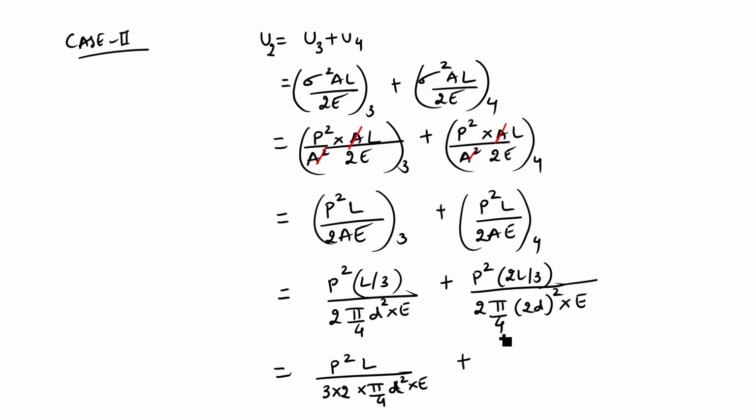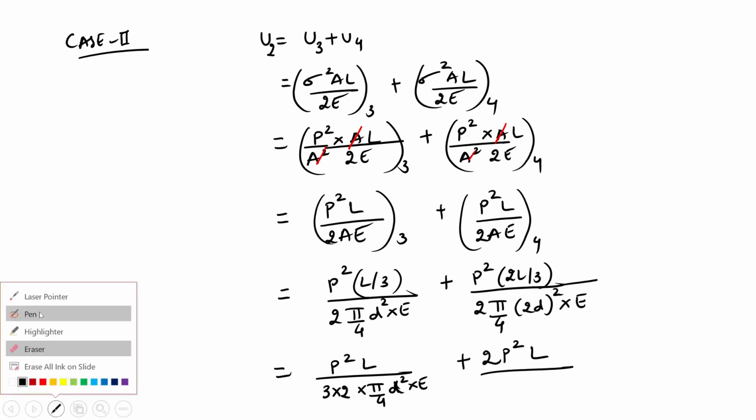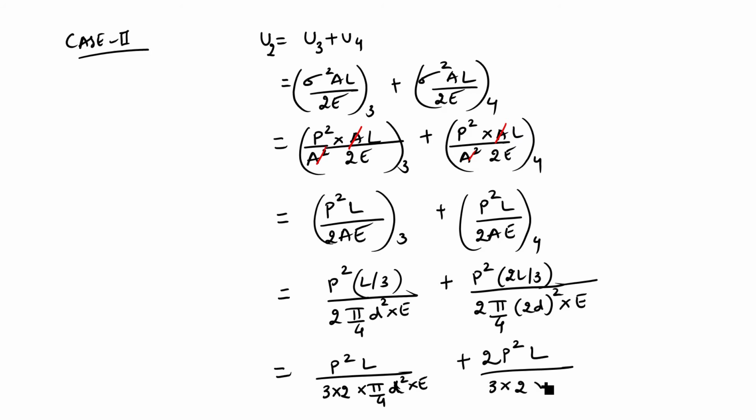Plus here I'll have P square, and this will be 2 multiplied here L upon 3 into 2 into pi by 4, and this will be 4d square into E. This 4 and 4 will get cancelled. This 2 and 2 will also get cancelled. So let me write down these terms. This 4 can be multiplied above, and this will be 3 into, okay, this 2 and 2 can also be cancelled here. So just 2 multiplied above, which will be 2P square L upon 3 pi d square E.